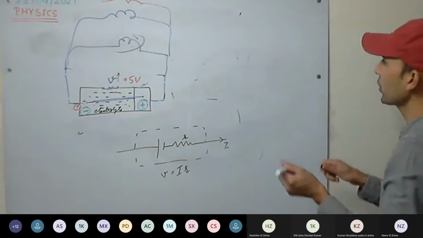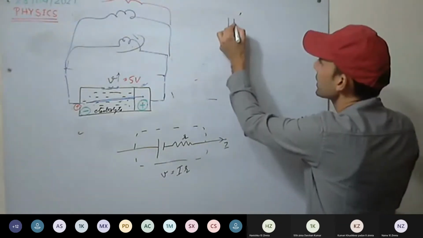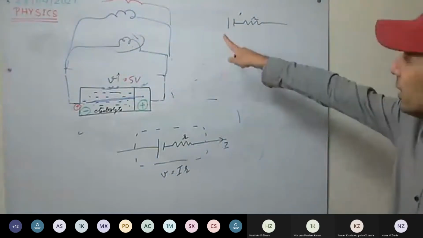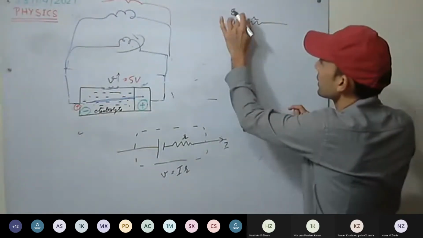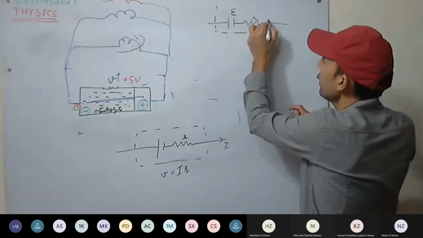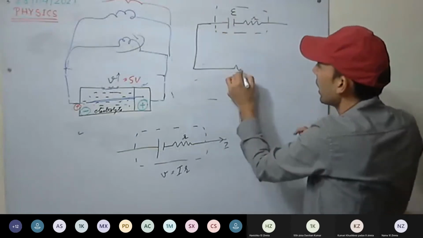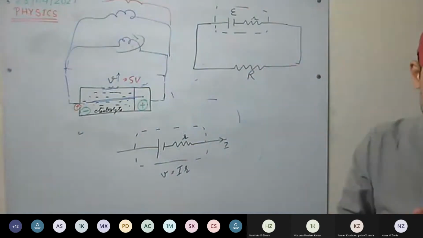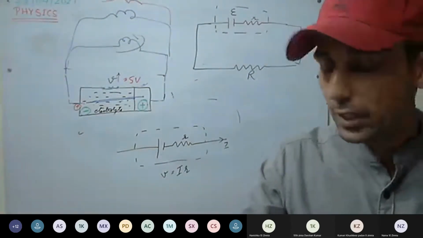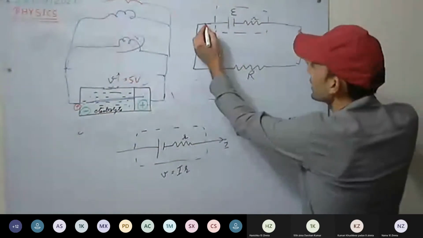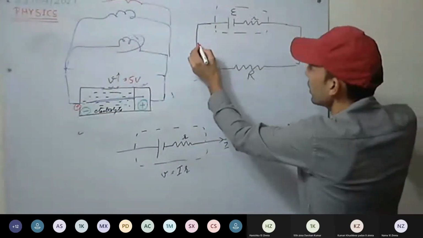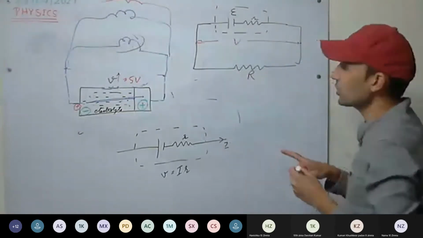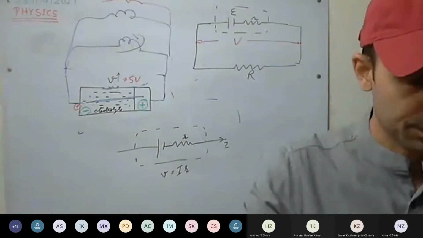Okay, so if we take a circuit, for example, this is our cell, this is the internal resistance, and here the EMF is rated, for example, E. This is our complete cell, and one load is connected, which will be R. So what will be the terminal voltage here? At this terminal and this terminal, this will be the potential difference. This will be the terminal voltage.